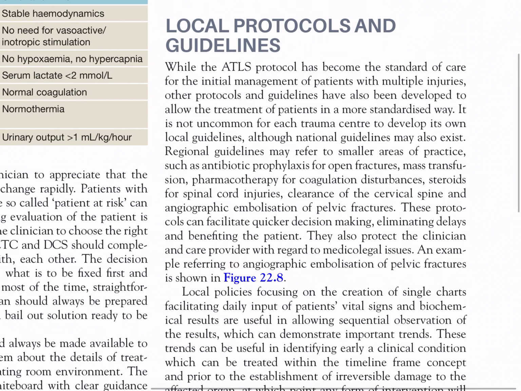Local protocols and guidelines. While the ATLS protocol has become the standard of care for the initial management of patients with multiple injuries, other protocols and guidelines have also been developed to allow the treatment of patients in a more standardized way. It is not uncommon for each trauma center to develop its own local guidelines, although national guidelines may also exist. Regional guidelines may refer to smaller areas of practice such as antibiotic prophylaxis for open fractures, mass transfusion, pharmacotherapy for coagulation disturbances, steroids for spinal cord injuries, clearance of the cervical spine, and angiographic embolization of pelvic fractures.